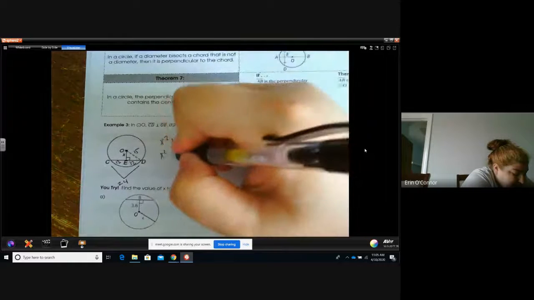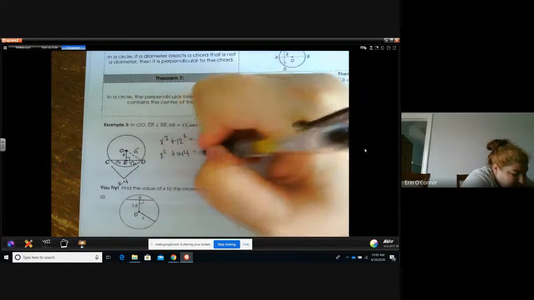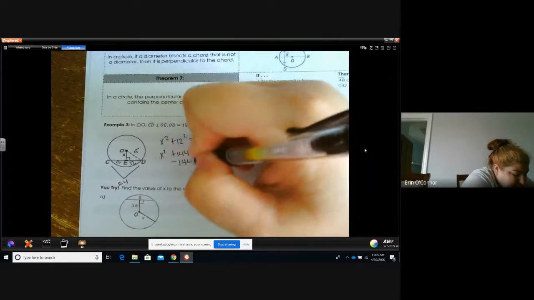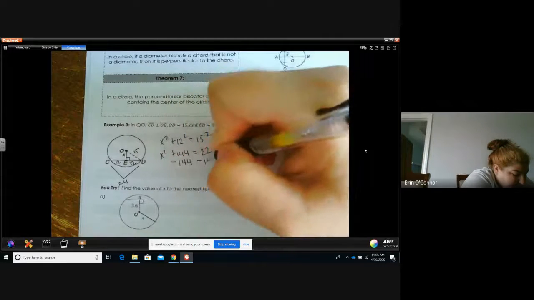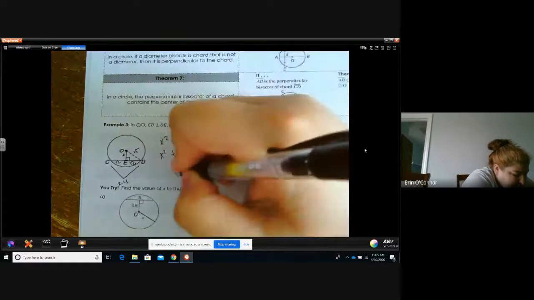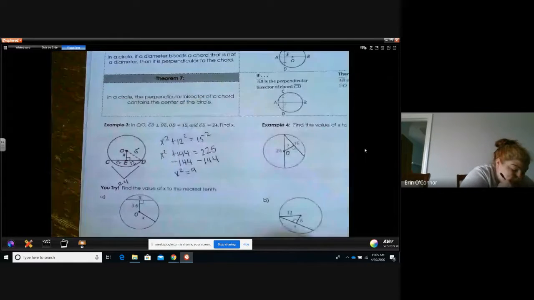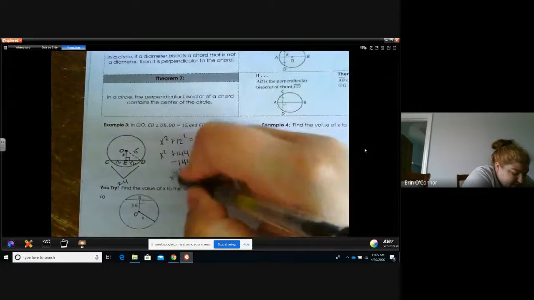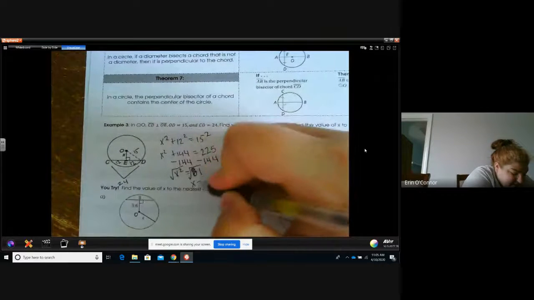X squared plus 144 equals 225. Subtract 144 from both sides, and you get x squared equals 81. Oh, sorry, 81. I skipped a step. Take the square root, and x equals 9.